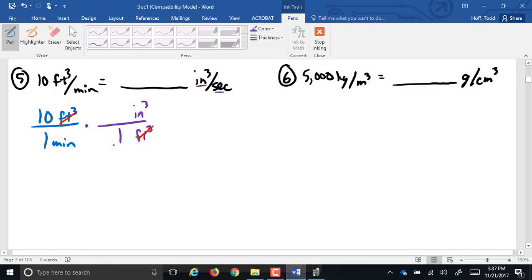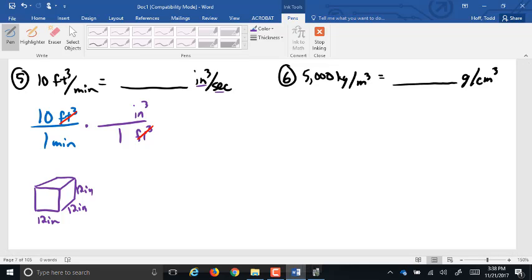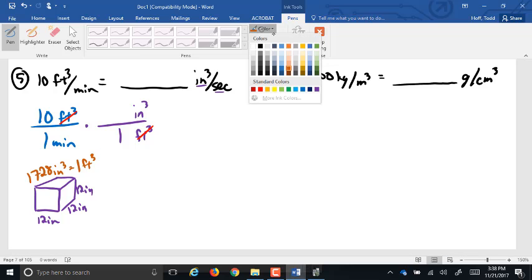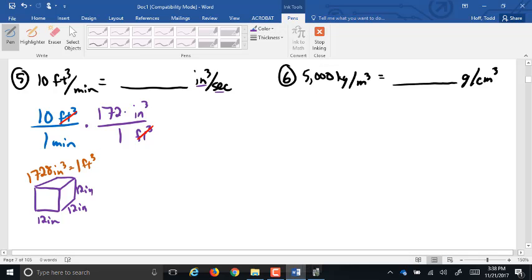Well, a cubic foot is larger. I'm going to make that 1 cubic foot. Anybody tell me how many cubic inches are in a cubic foot? Remember, 1 cubic foot is 12 inches by 12 inches by 12 inches. It's literally 1 foot by 1 foot by 1 foot. Hence the name cubic foot. 12 inches times 12 inches times 12 inches is 1,728 cubic inches in 1 cubic foot. So 1,728 goes there.